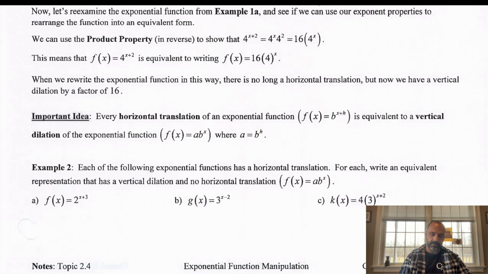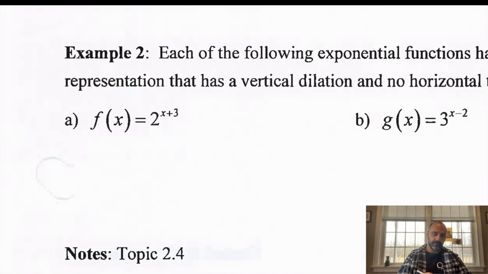looks something like this. So for example, f of x equals 2 to the x plus 3. So this would also be 2 to the x times 2 to the third power. 2 to the third power is 8, so this is 8 times 2 to the x.